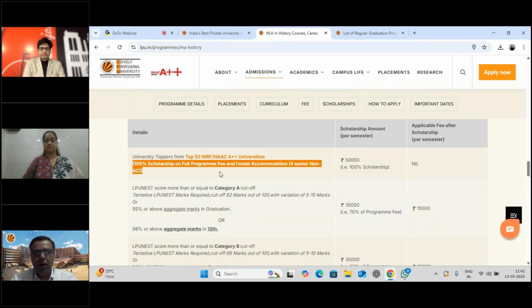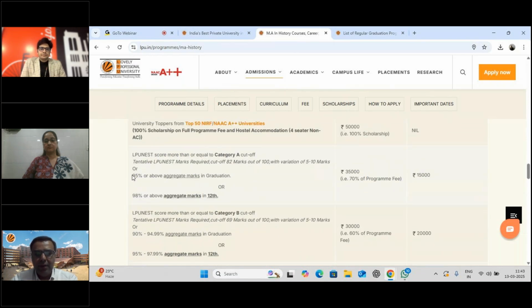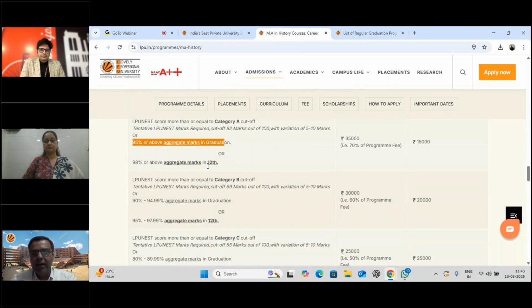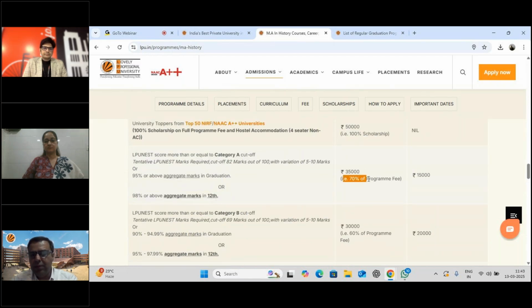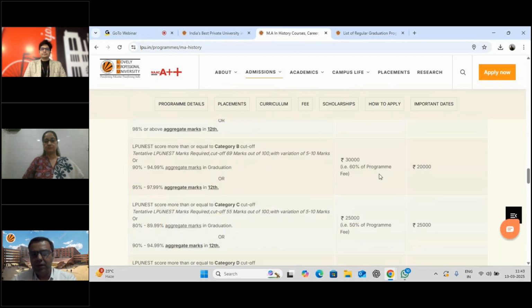That means my tuition fees, my hostel, four-seater hostel, air cooler room, I will be getting as a part of my scholarship 100%. So I need not pay anything for my hostel stay and tuition fees. That is a wonderful initiative taken by the university, which the majority of universities might not be able to give you. Other than this, in case my percentage in graduation is 95%, or in my class 12 it is 98%, I can get up to 70% scholarship to study in my university.